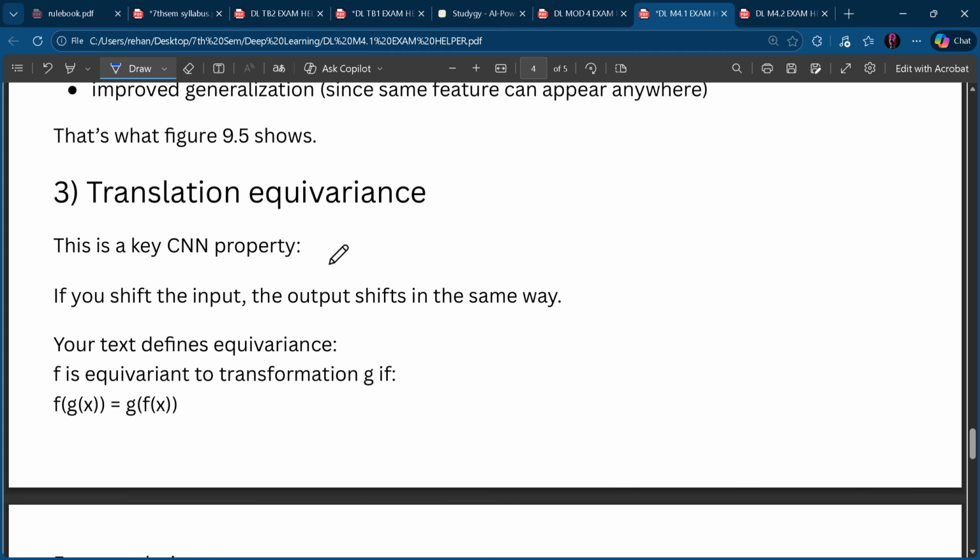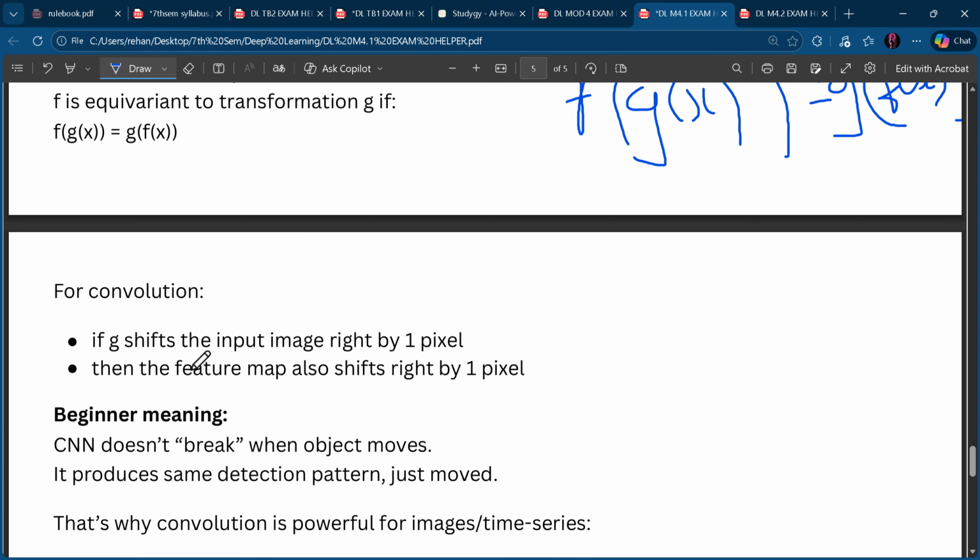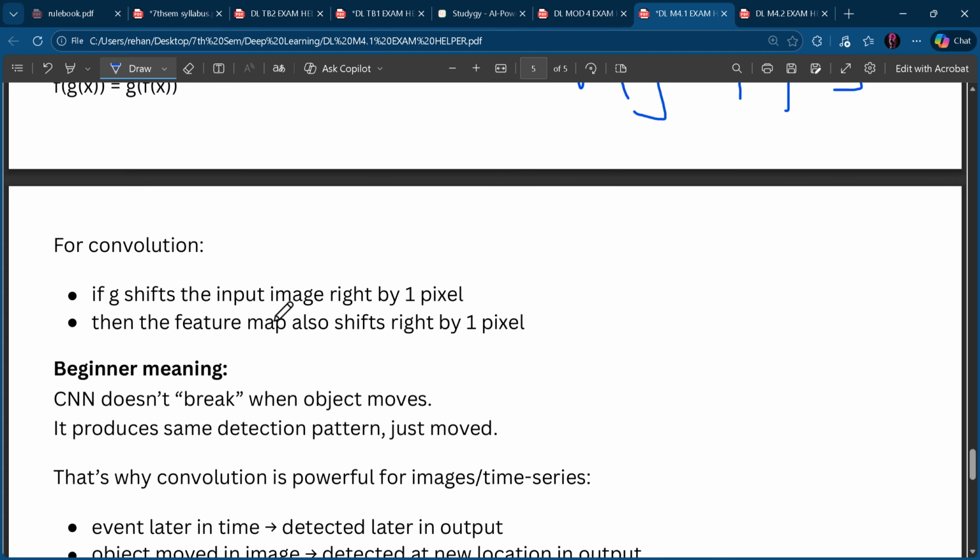So translation equivariance is very simple. You have to remember this. See, f, okay, so I have g of x. Then f of g of x is equal to g of f of x. Simple. Whatever is happening in the current input should be reflected in the output. If you shift the input, the output shifts in the same way. What that means is, if g shifts the input image right by 1 pixel, then the feature map also shifts right by 1 pixel.